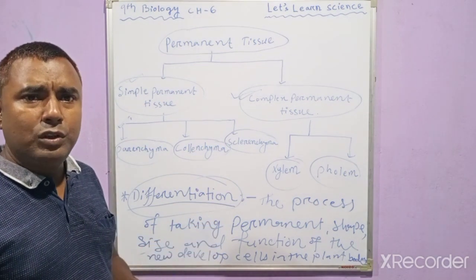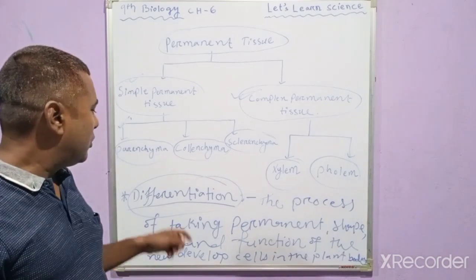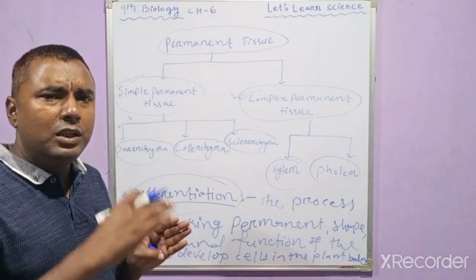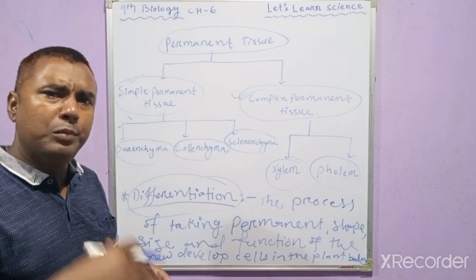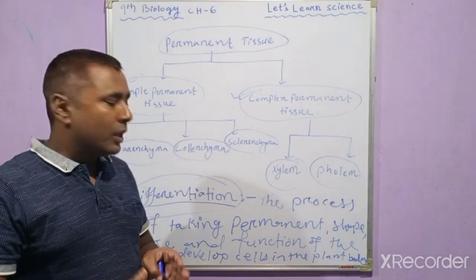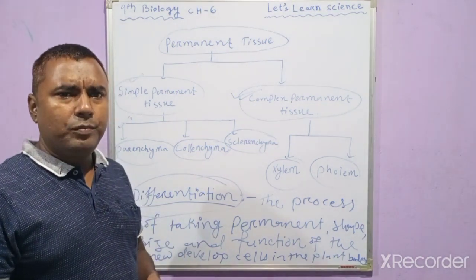When a new cell develops by dividing with the help of meristematic tissue, then what happens? Those cells go under differentiation. They take a new shape and size, and that shape and size is permanent, because after that they stop dividing themselves. And that particular process is termed as what? Differentiation.